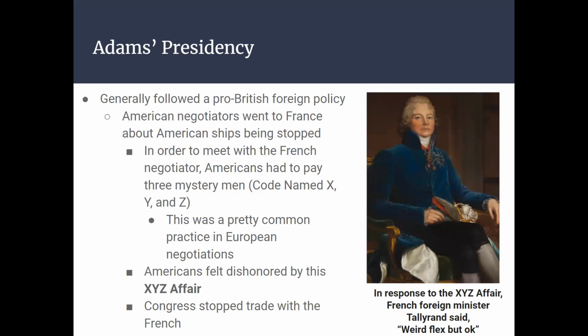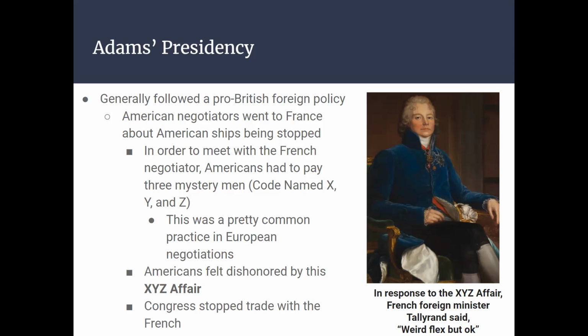Now, when Adams becomes president, he's generally following a pro-British foreign policy. There were some issues with France beginning to stop American ships, and so he sent American negotiators to go stop this. When the negotiators got to France, they were going to try to meet with the French negotiator named Talleyrand. Instead of meeting the negotiator, Americans were met with three mystery men. We don't know who they were, but three mystery men who said they worked for Talleyrand, and they said they had to pay a special fee, special money, in order to negotiate. Because we don't know who they are, it's like in math, we label them as X, Y, and Z.